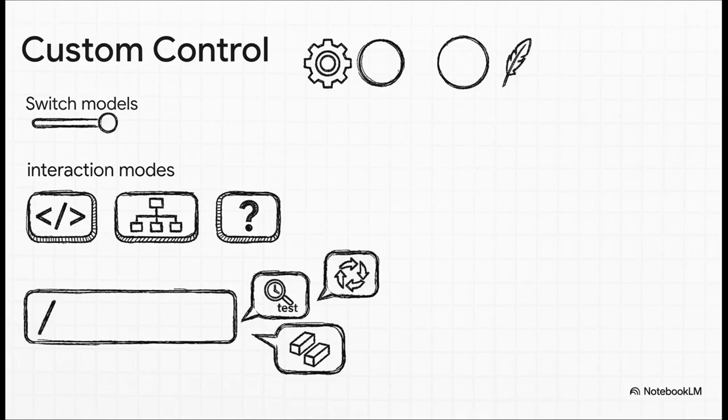And look at the level of control you get. This is brilliant. You can switch between Claude models on the fly. Maybe you use the big, powerful Opus model for a really complex problem. Then you can switch right over to the faster Haiku for a quick follow-up. You can even define your own reusable skills with slash commands, which is kind of like creating your own custom superpowers tailored to your specific workflow.